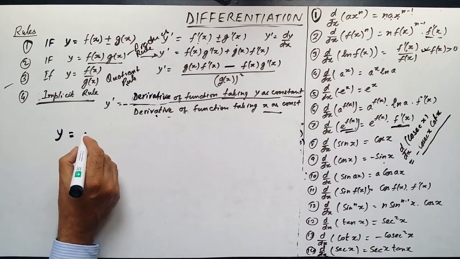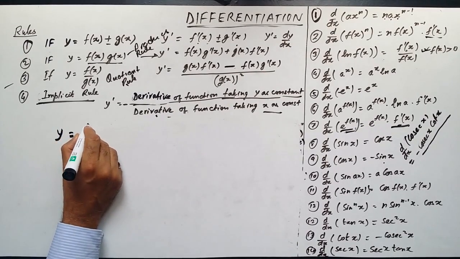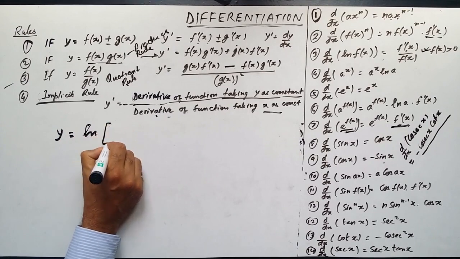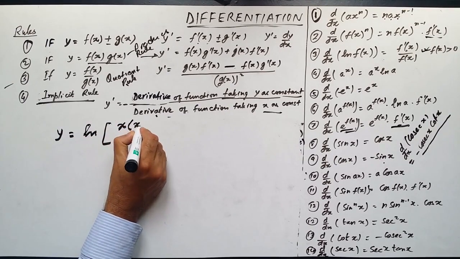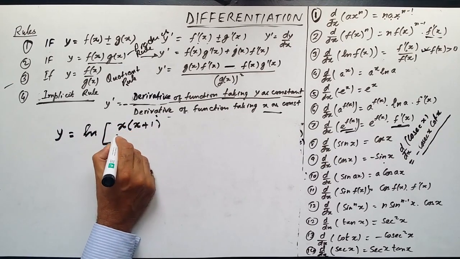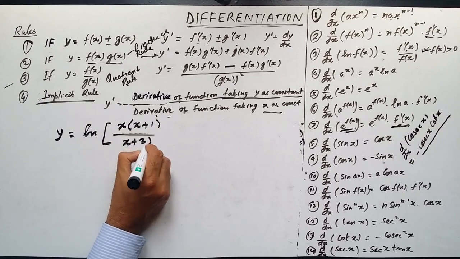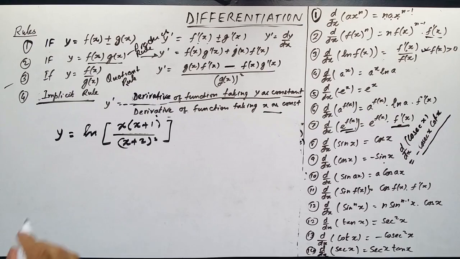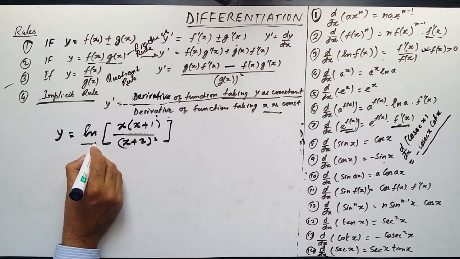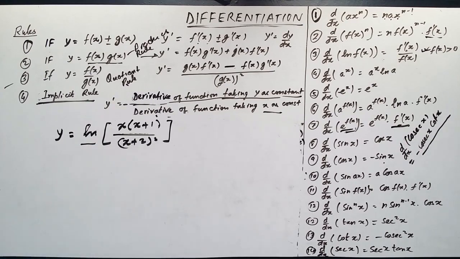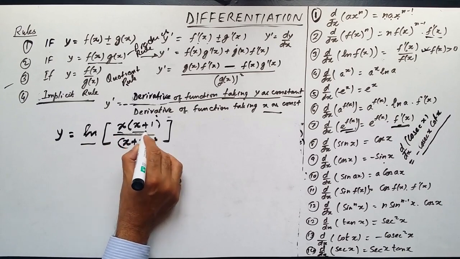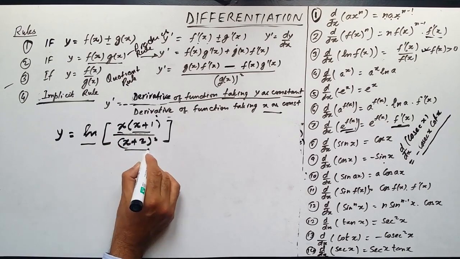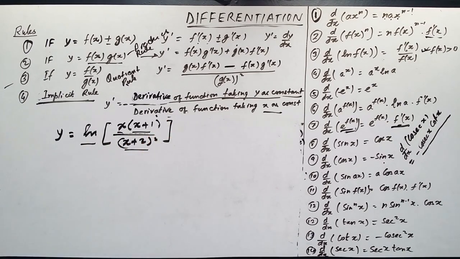y is equal to ln of x into x plus 1 upon x plus 2 whole squared. So now here you find we have a logarithm function, we have a product, and we have a quotient. So let's do it this way.